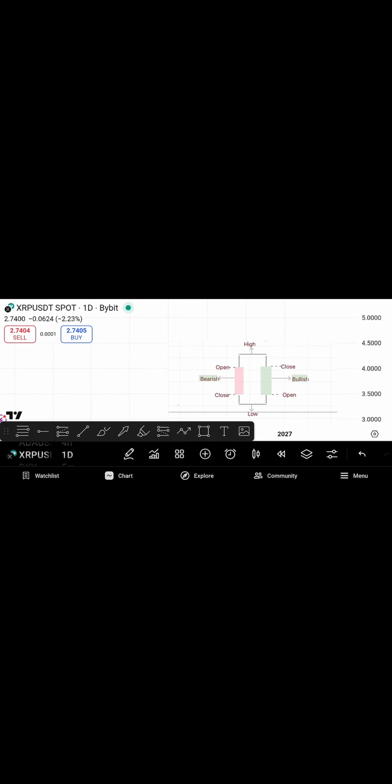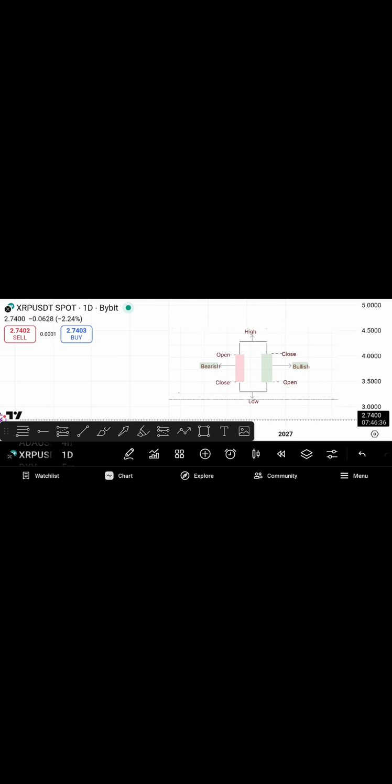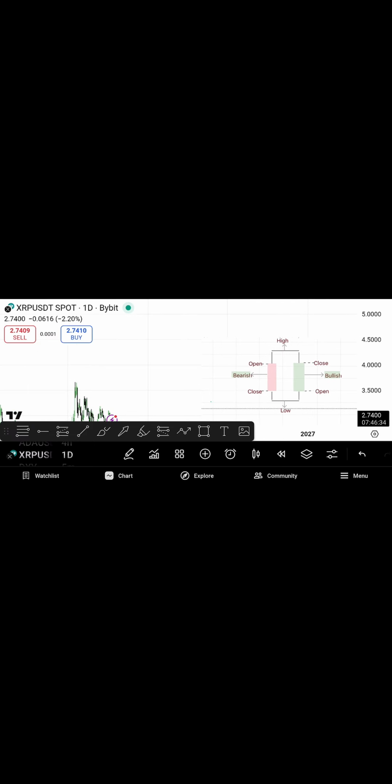So the thing we are going to talk about is what we call Japanese candlestick structure. The way you see here, this is our Japanese candlestick structure. We get red, we call it bearish, and we get green, we call it bullish. The bullish one, if you hear the bullish sound, it means buy.